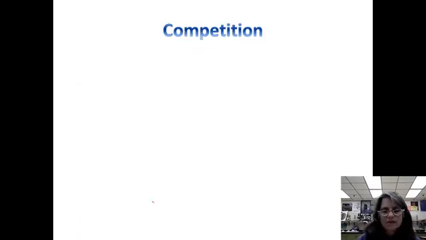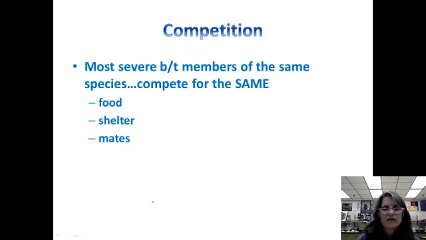So coevolution, very important concept to think of. All right, so three major types of interspecific interactions that we can talk about. First, competition.